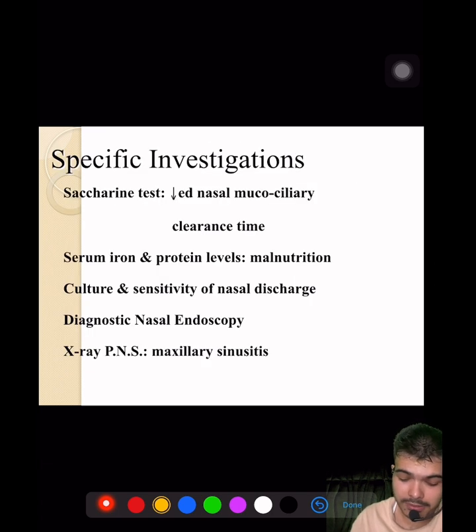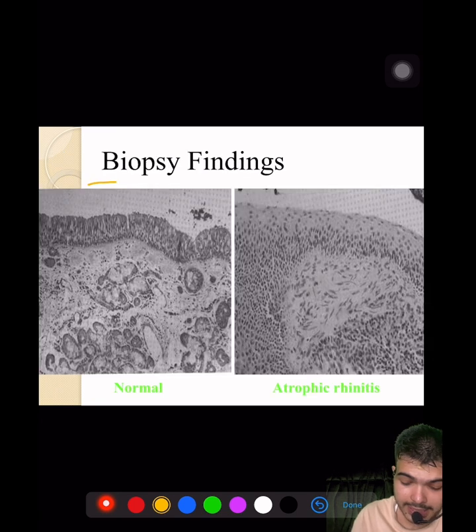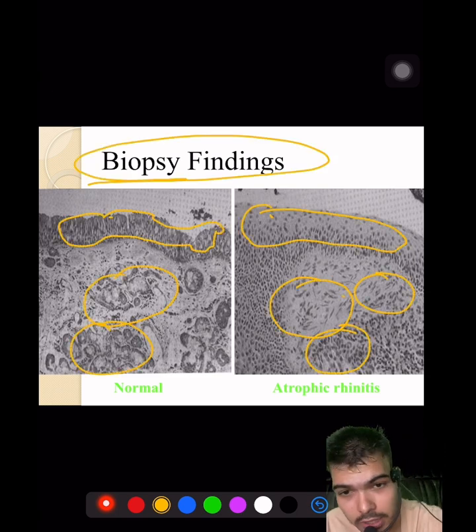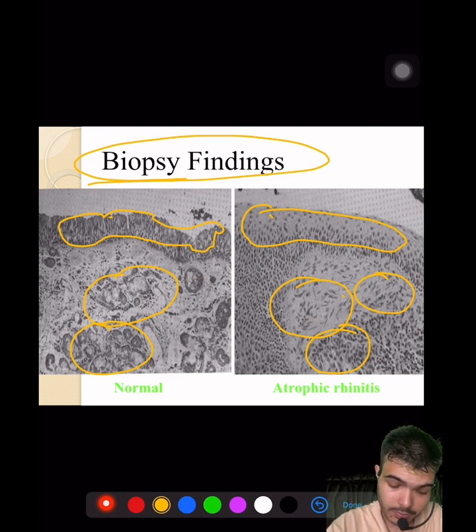This is important: the biopsy finding. Can you see the epithelial lining cells over here? Here there is no epithelium. All the glandular tissues have already atrophied. No glandular tissues. Where will the mucus come from? Okay.